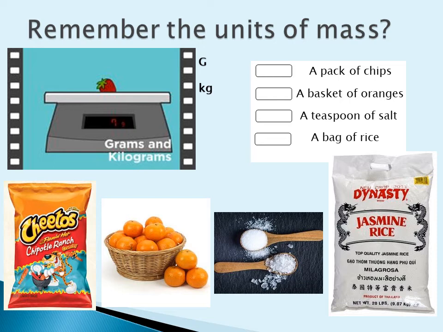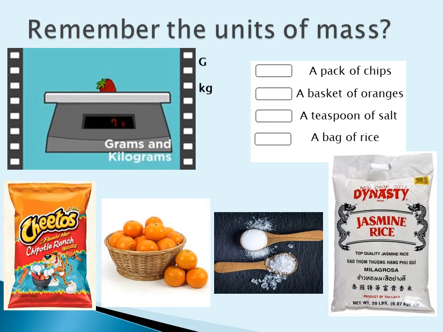So let's look at the items we have: a pack of chips, oranges, a teaspoon of sugar or salt, and a bag of rice. Now for the pack of chips, what do you think we can measure in? It's so light. Remember, when we measure mass, we look at what is heavy and what is light. How heavy is it or how light is it?